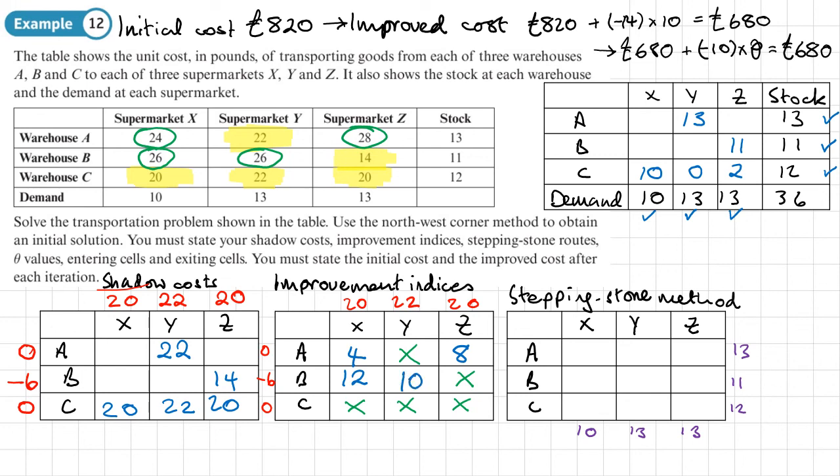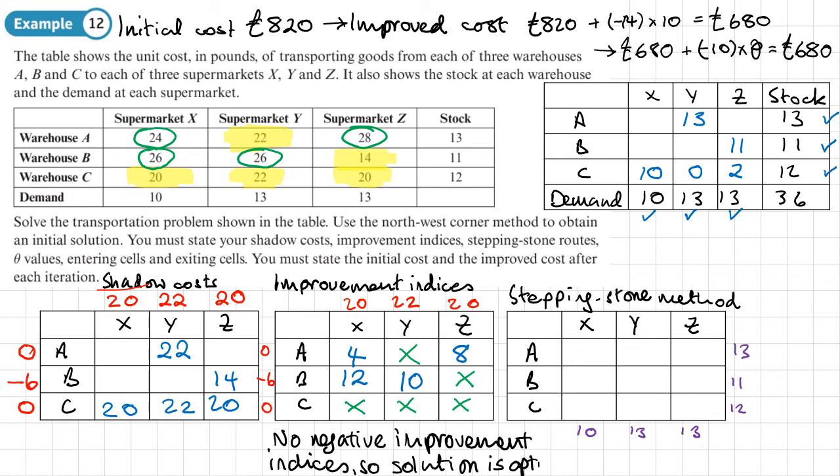Right, so you'll notice no negative improvement indices. So we know that 680 is optimal. So we don't need to do the stepping stone method again. So the solution is optimal. That basically means that the cost is going to be £680, but we should also state what stock needs to be transferred from what place to another.